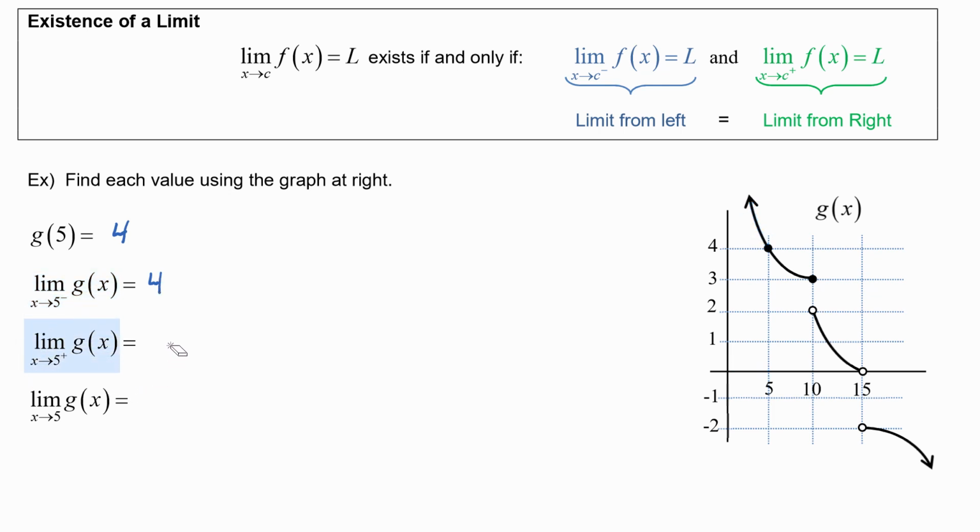Here we have to find the limit as x approaches 5 from the right of g of x. As x gets closer to 5 from the right, the y value is getting closer and closer to 4. Now because the limit from the left and the limit from the right are equal to each other, that means this two-sided limit as x approaches 5 of g of x is also going to exist and will equal 4.